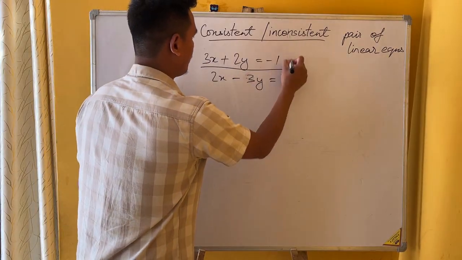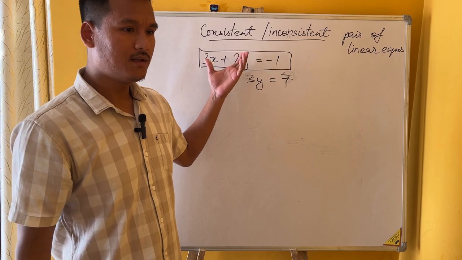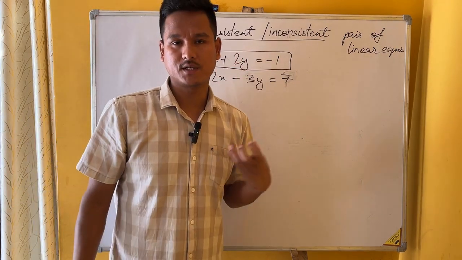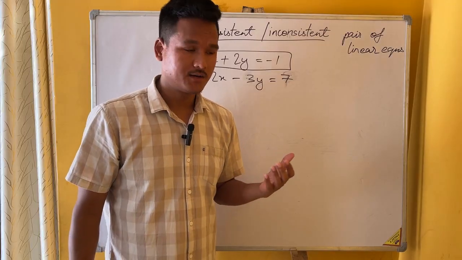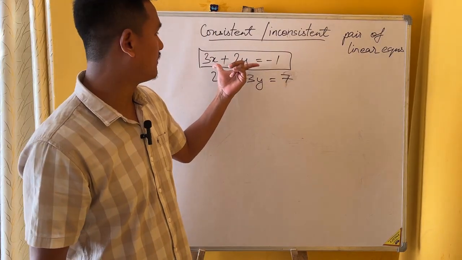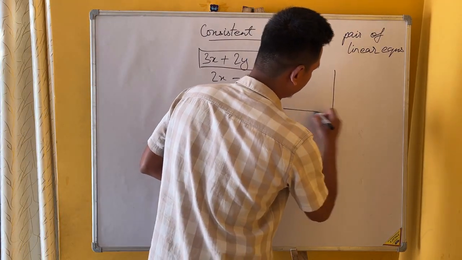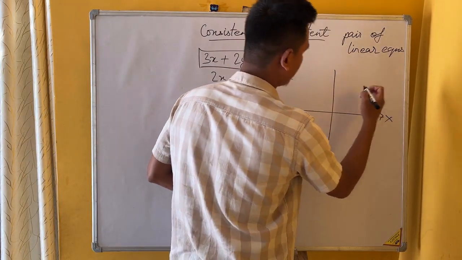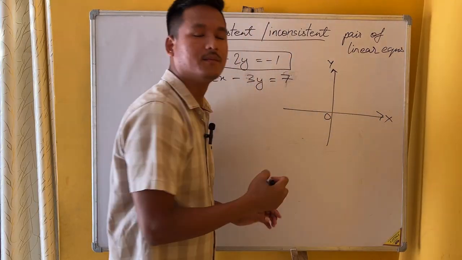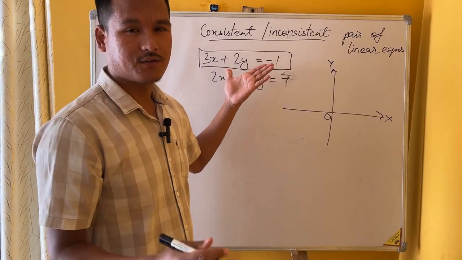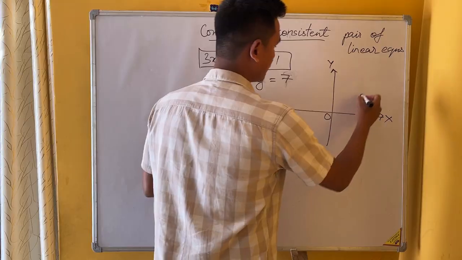What does a linear equation in two variables represent? First of all, it represents a straight line, right? If we draw a graph of this linear equation in two variables, let's say this is the x-axis and this is the y-axis and this is the origin, this equation represents a straight line like this.